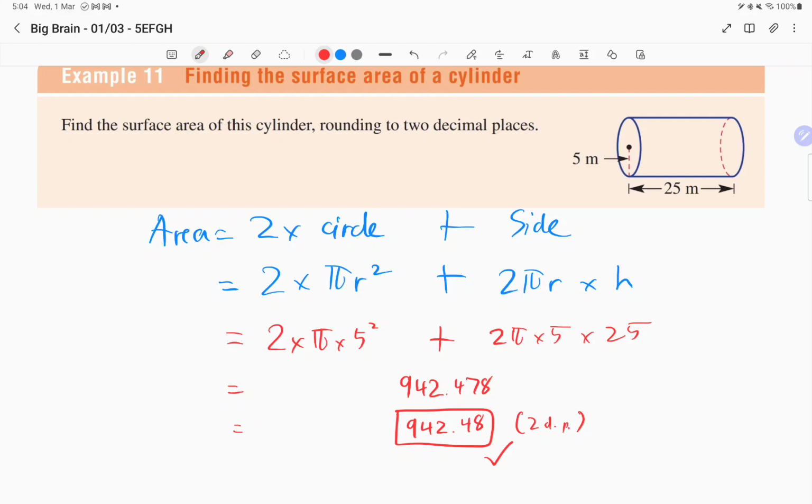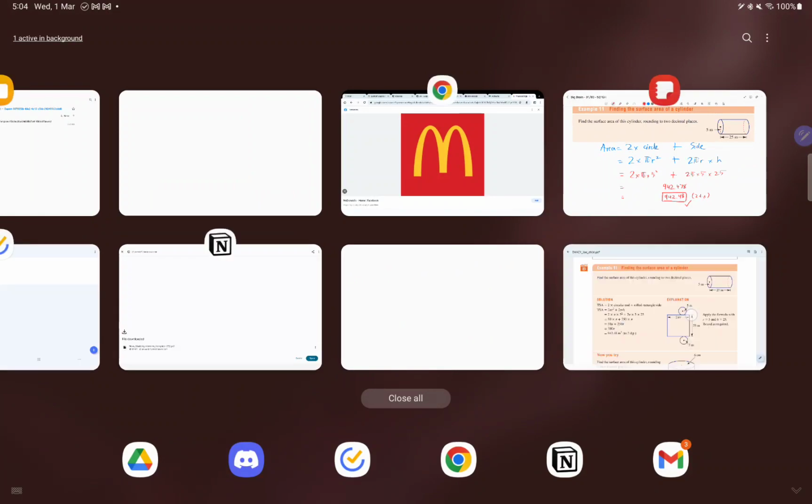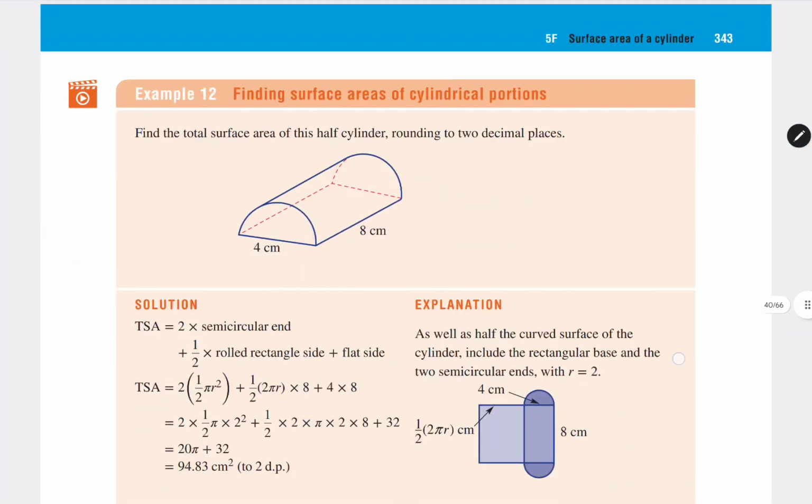Alvina, did you get the answer? Okay, good. Selena, normally you would punch in both of them at the same time rather than part by part. Okay, but you guys should be able to do this example. Then I'll move on to the next example.